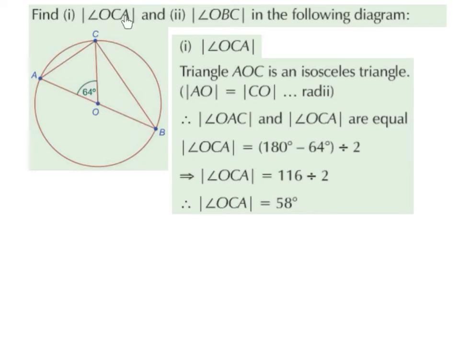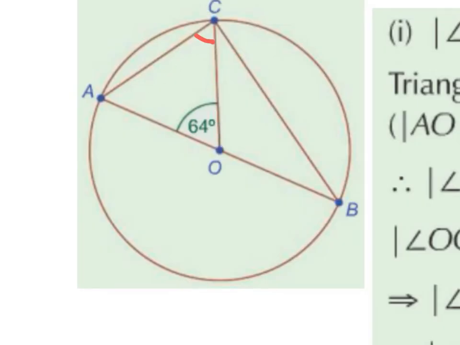So we want to find angle OCA and angle OCB in the following diagram. So let's start with angle OCA. So angle OCA, this angle here, is what we're trying to find. Well, this is actually an isosceles triangle because this is the center of the circle. So this is a radius, and this is a radius, and this is also a radius. So these lengths are all the same. So this is an isosceles triangle because this length is the same as this length.